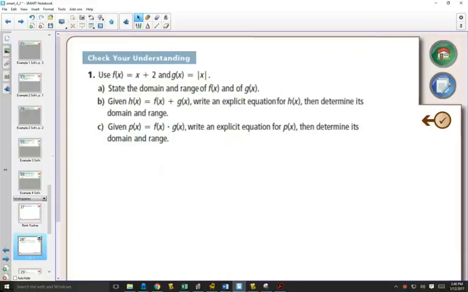So here we have two functions. I am going to color code them. I'm going to color code g of x, I'm going to put it in blue, f of x in green.